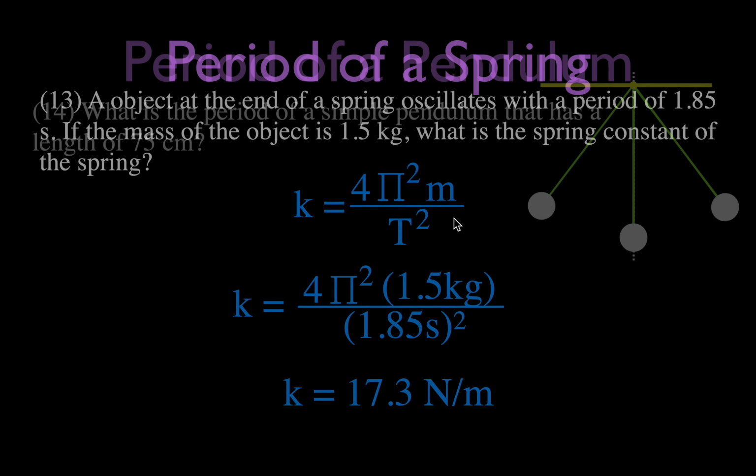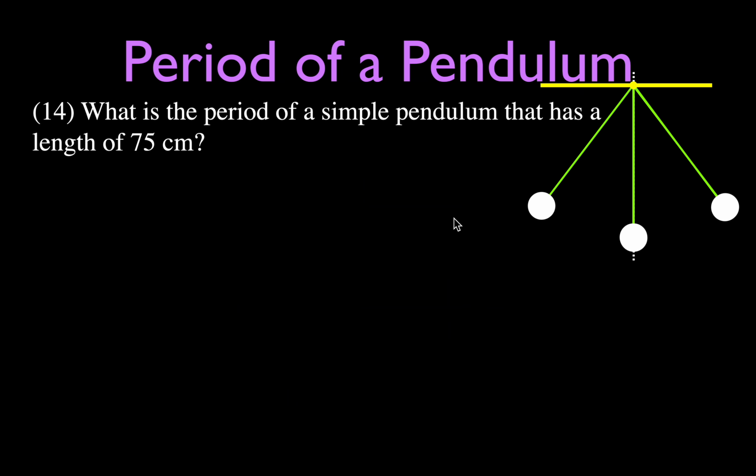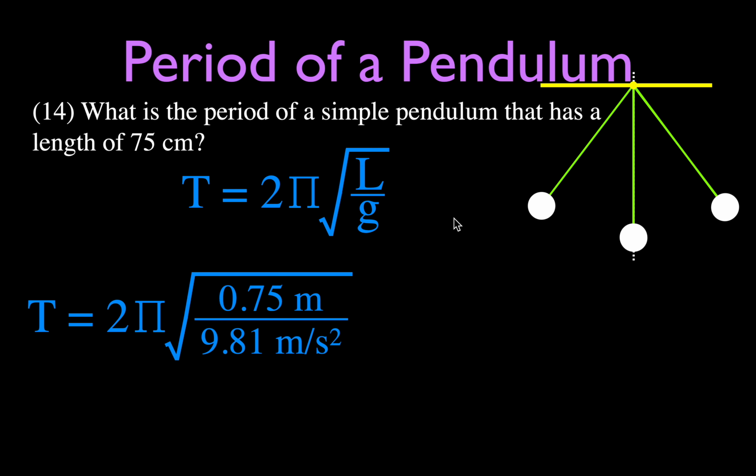Okay, we're going to end up, I thought we'd do one more pendulum problem. What is the period of a simple pendulum that has a length of 75 centimeters? So once again, we're just going to use this equation. Remember, this is the period of the pendulum. And we'll put the values in the length.